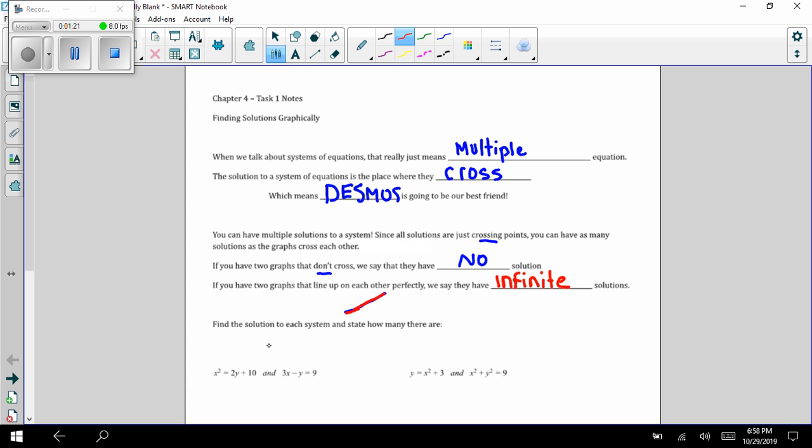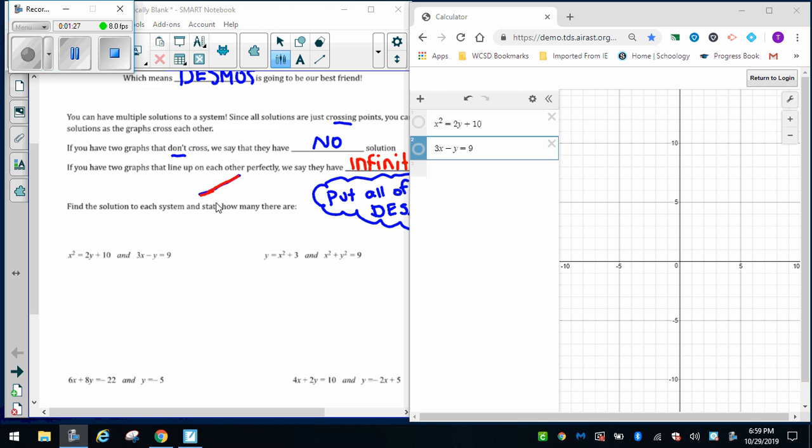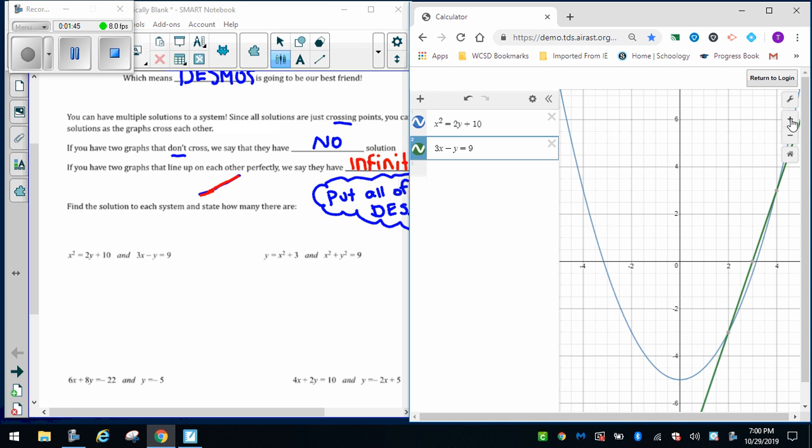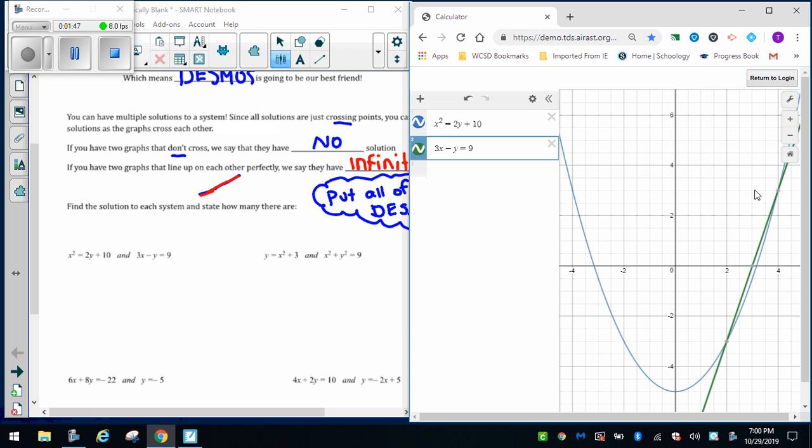Now let's find the solution to each system and state how many there are. That's right, you need to pull up Desmos. So I as well have opened up Desmos, and as you can see, I put in the first equation, and it is a parabola, and I went ahead and made another box, put in the second equation, and it's a straight line. I'm gonna play with the zoom a little bit, so I have some old eyes here, and I'm gonna look and see exactly where they cross.